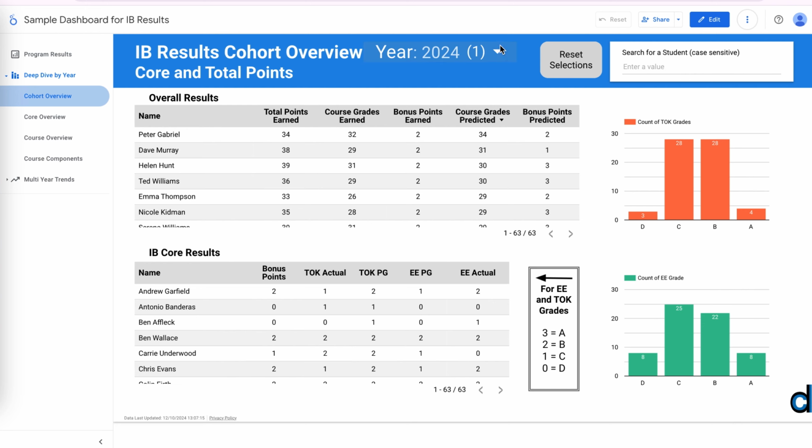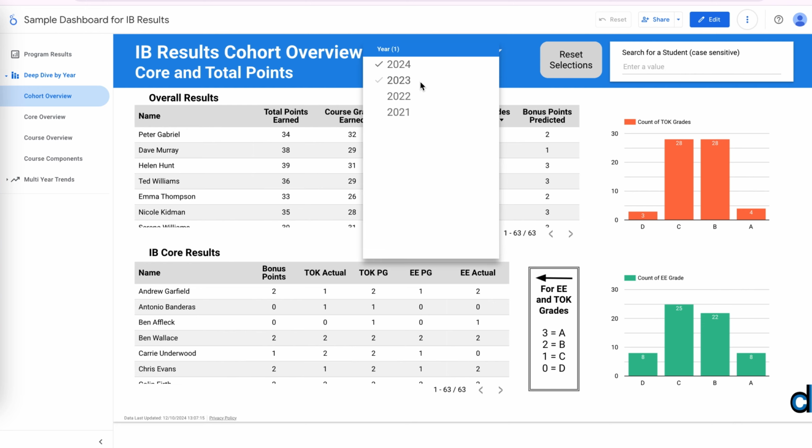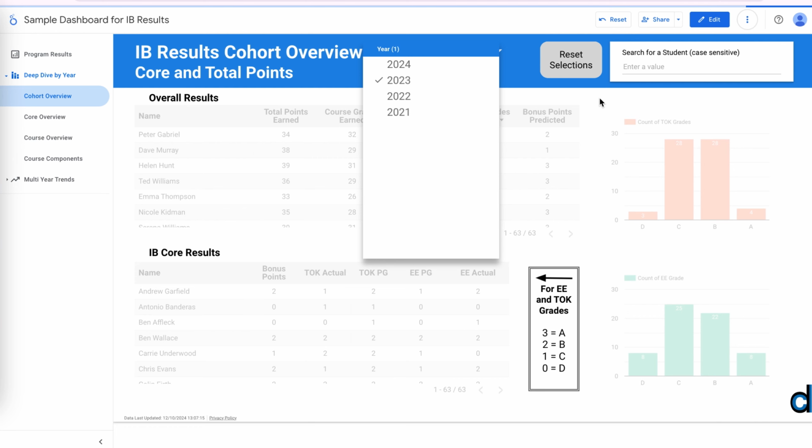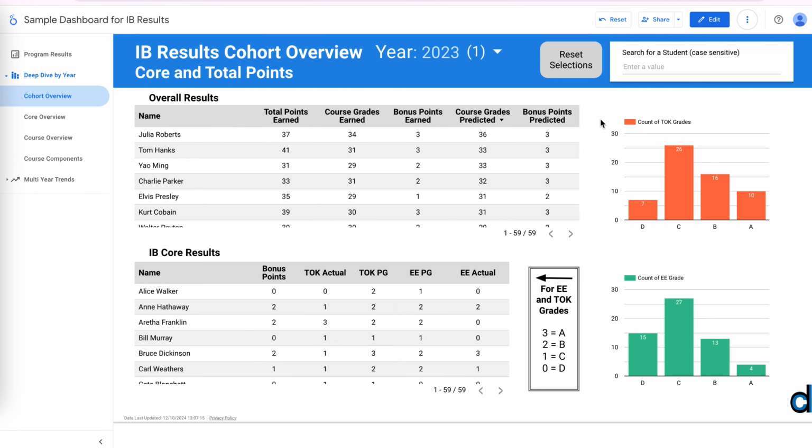And if you want to go into previous years, that is an option as well. You can always click on this and then you can go to a previous year and look at what those values are as well. You can see what the distributions and what the values are for those students as well.